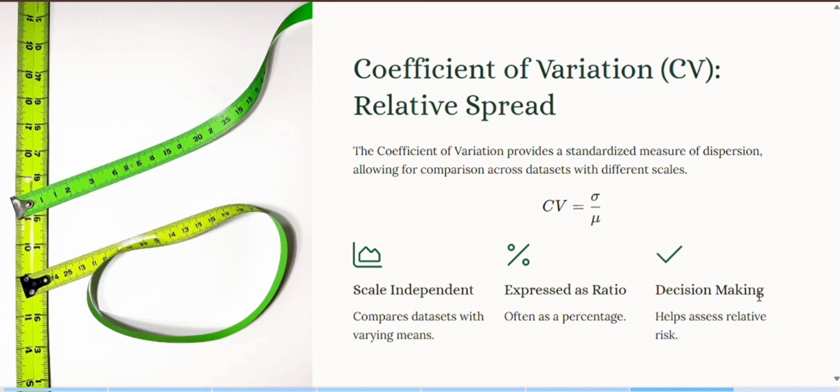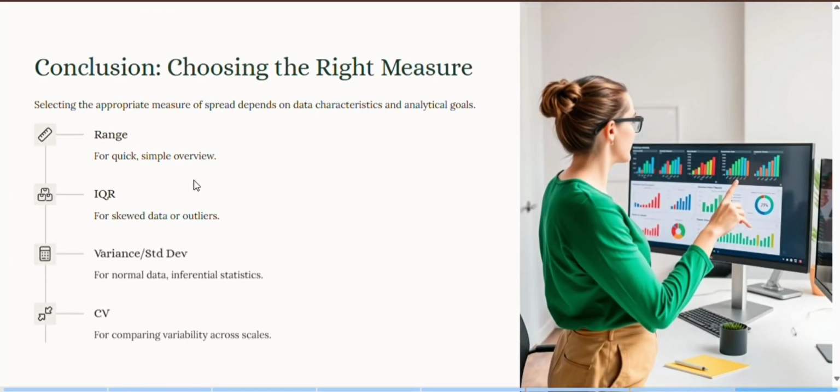So, conclusion: choosing the right measure. Here we can see when we can use the range, IQR, variance or CV. Selecting the appropriate measure of spread depends on data characteristics and analytical goals. Range is a very quick and simple overview; it doesn't dive deeply into the data. IQR is for skewed data or outliers.